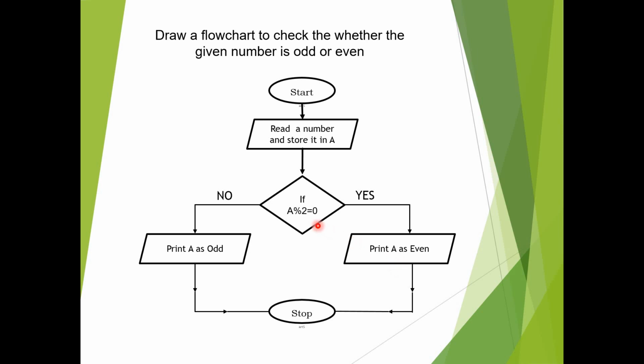If it is not 0, it should print that number as odd. And both the arrows will connect to the stop. Clear? Example, one example I'll show you.